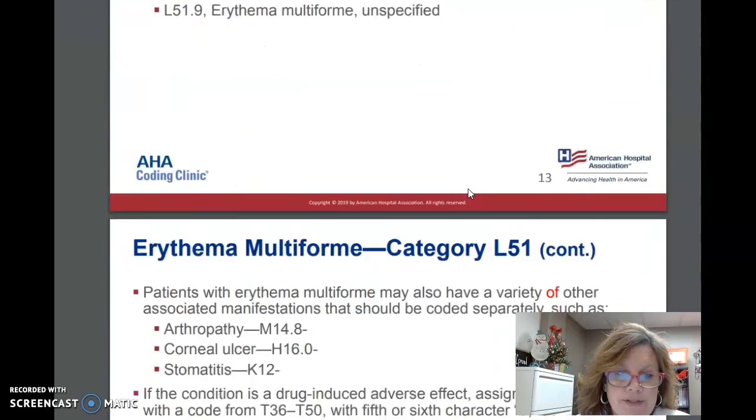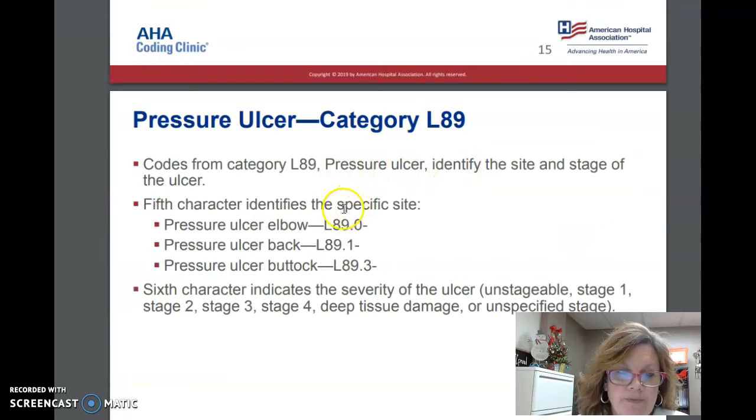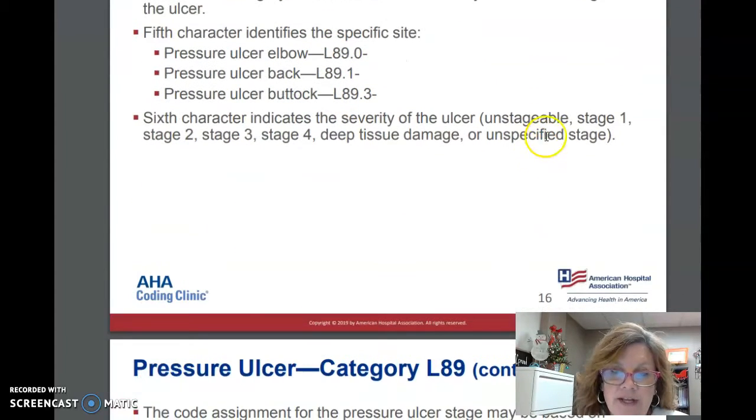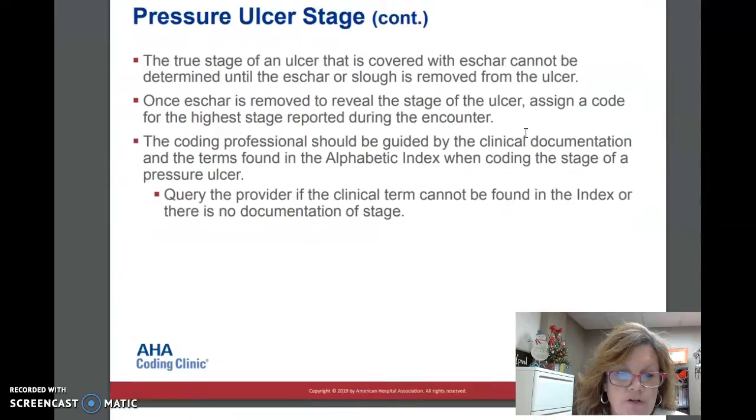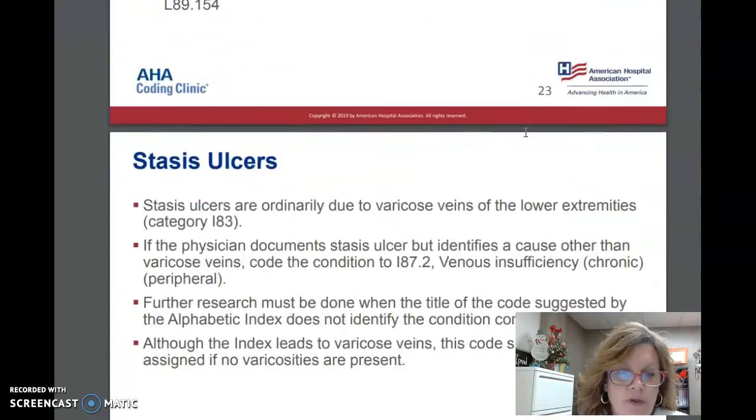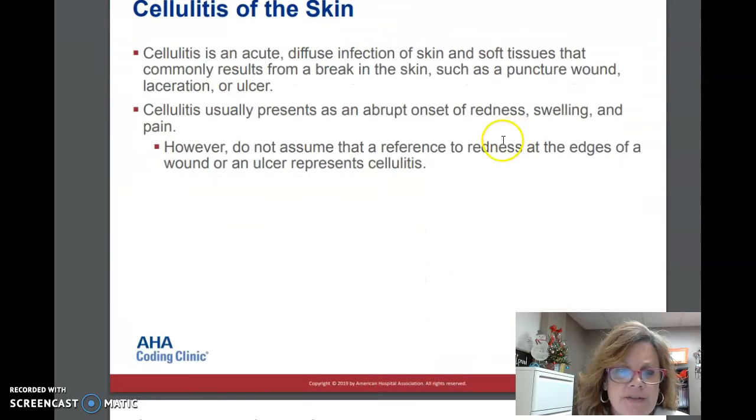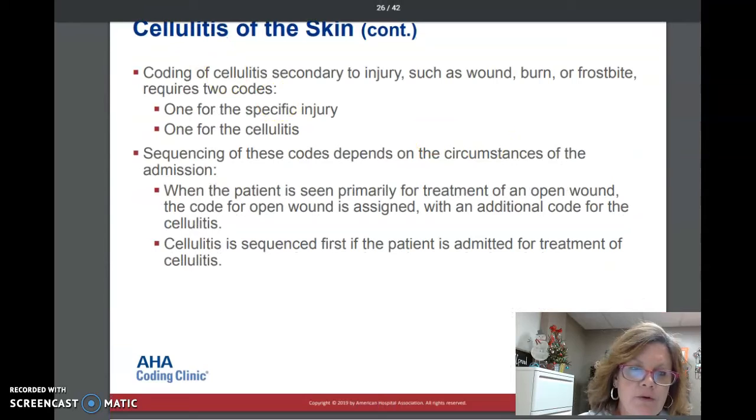Okay, so pressure ulcers, we just want to make sure that we code where they're at. And then the next part is what stage is that ulcer in? So that is the biggest thing with pressure ulcers. Okay, so we have cellulitis of the skin. If you have it with an injury such as a wound, burn, or frostbite, one code for the injury and one for the cellulitis.